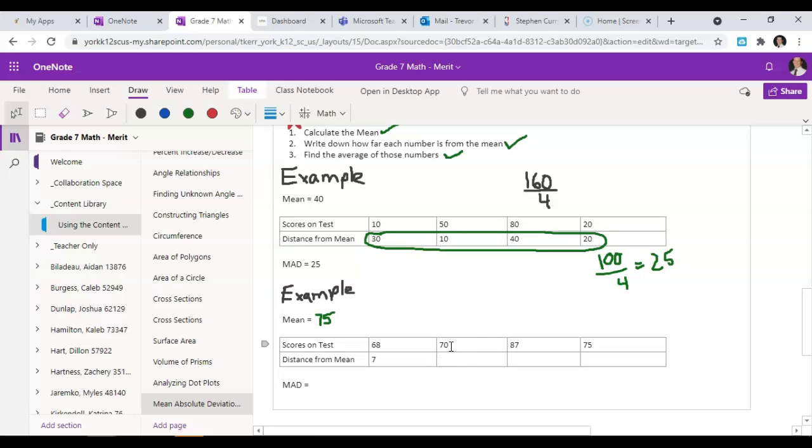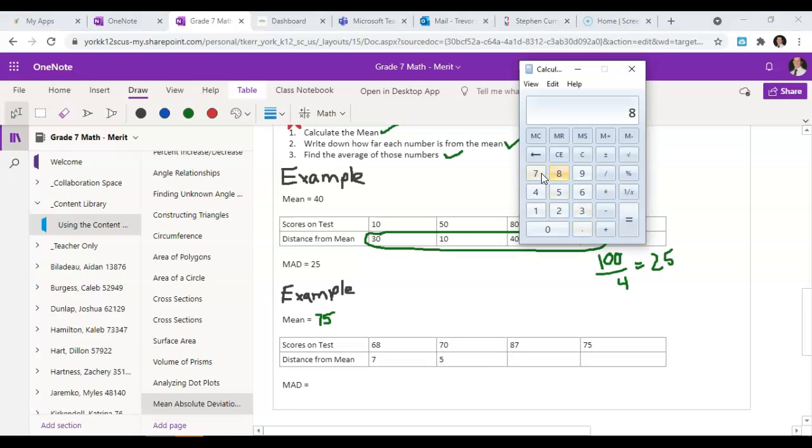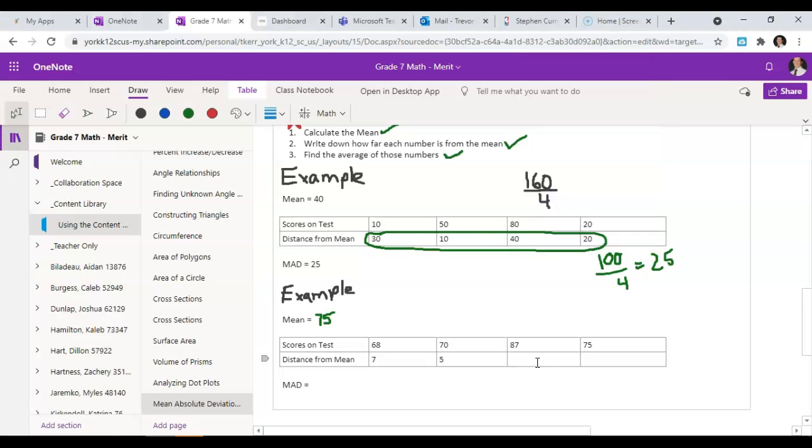Good. Next one I might be able to do in my head. How far is 70 from 75? That would be 5. 87. If you do 87 minus 75, that is 12 spaces away. So 12% away from 75. And then lastly, how far is 75 away from 75? That's a strange question, but the answer is 0, right? 75 minus 75 is 0. It's dead on. It's exactly the mean. It's not away. It's not spread out at all. So I would call that 0.